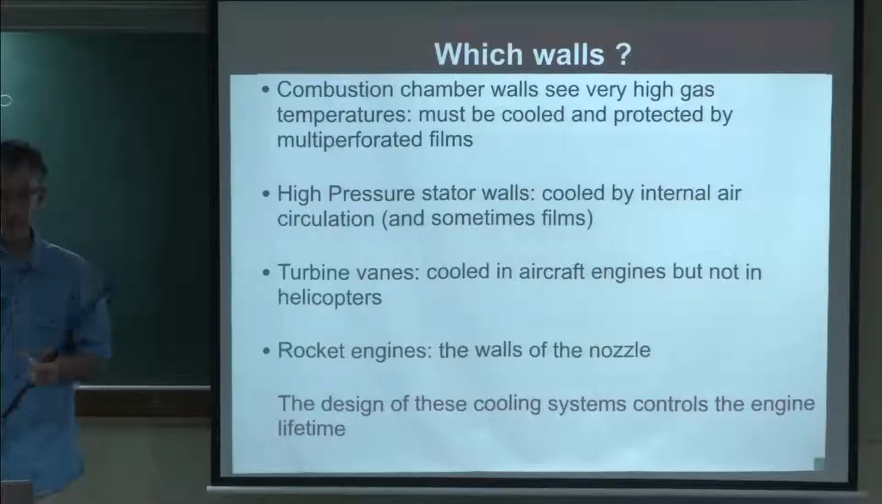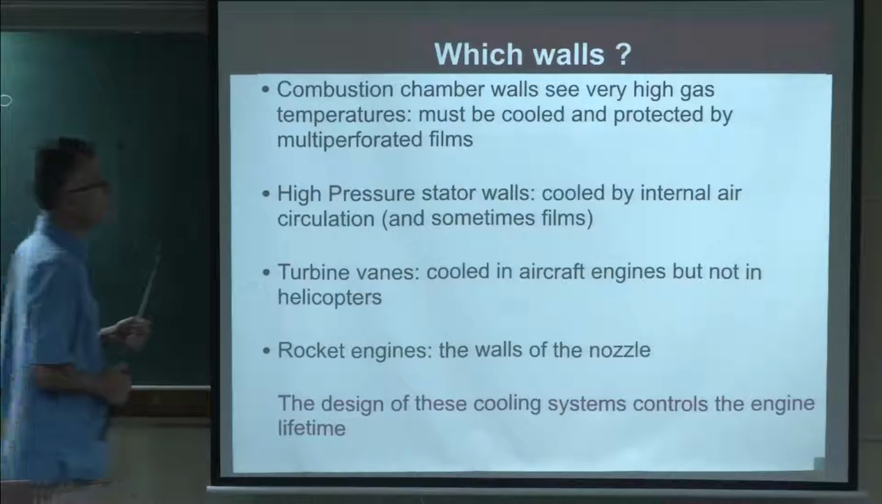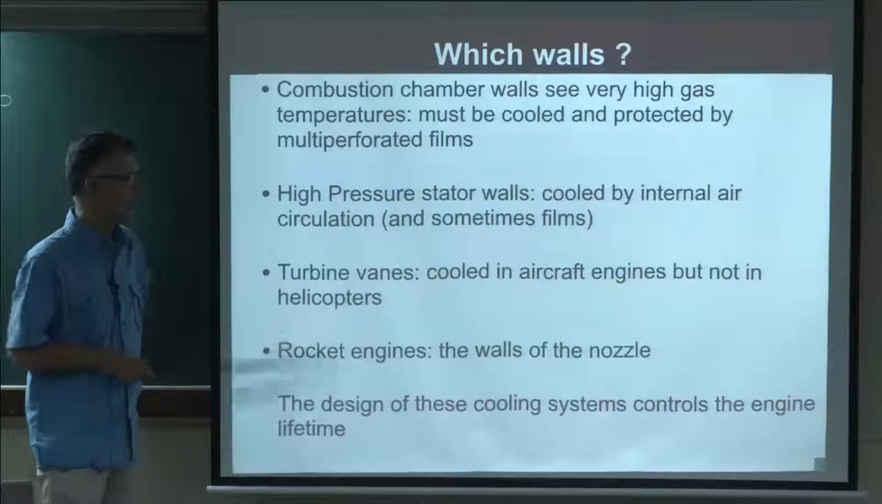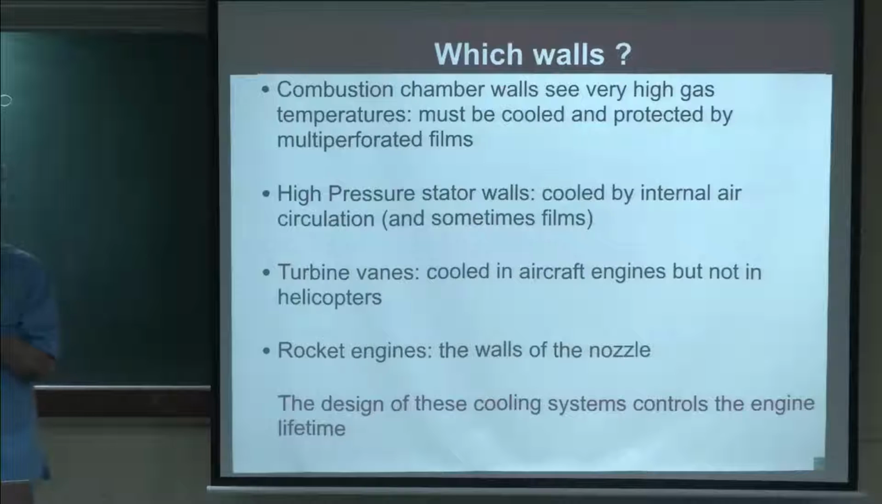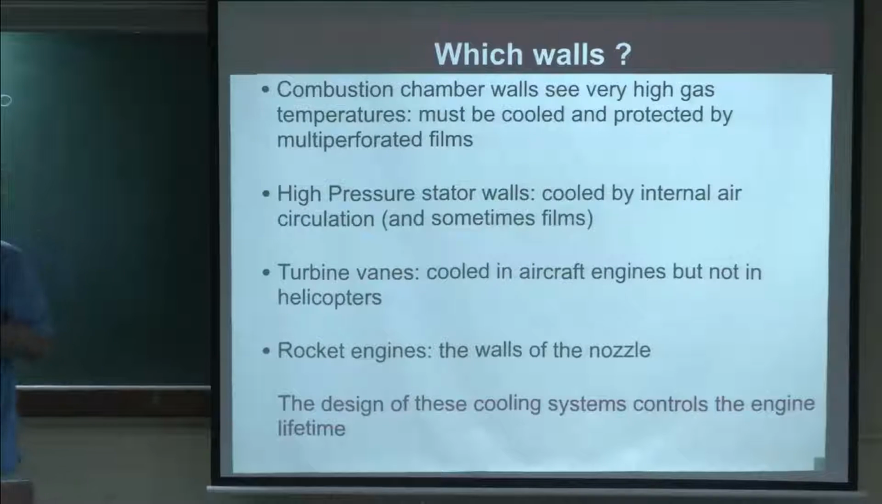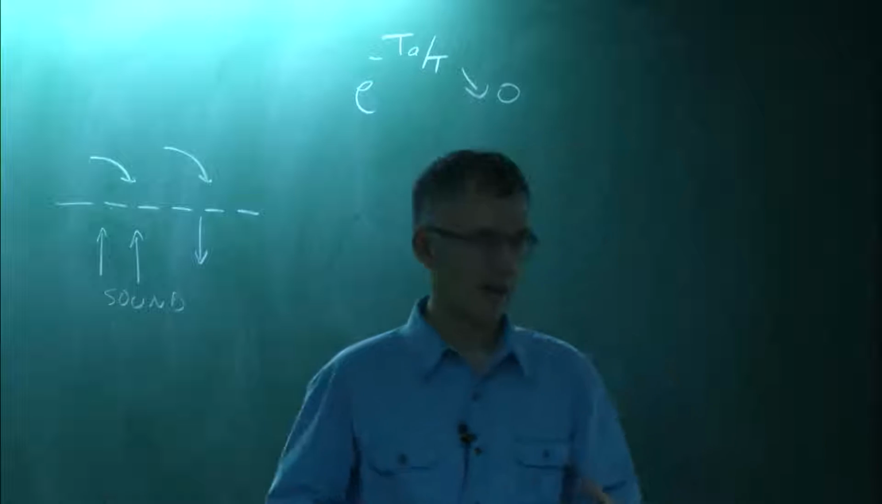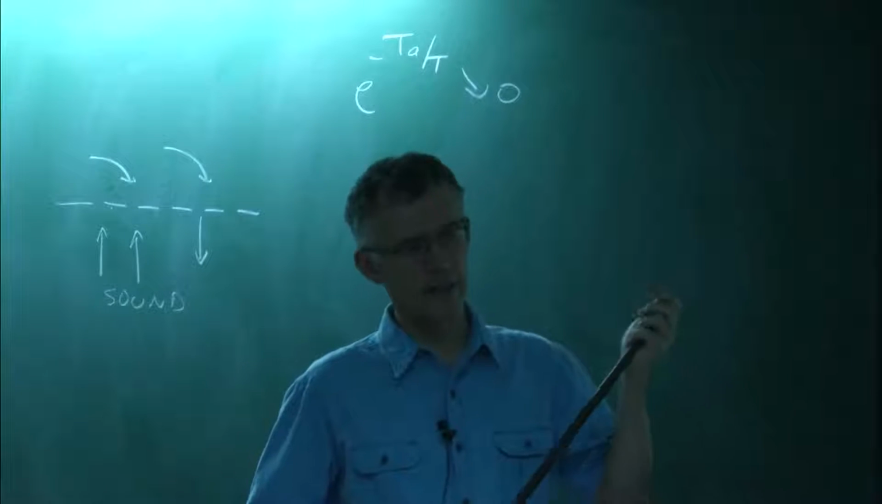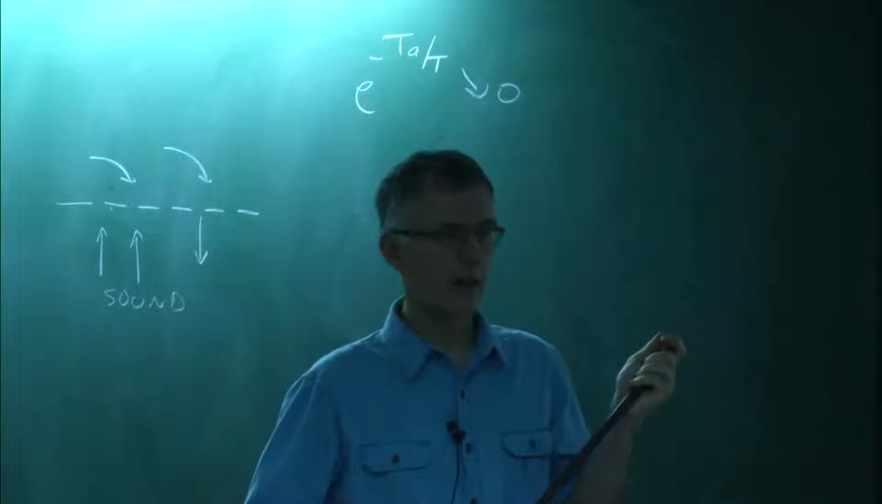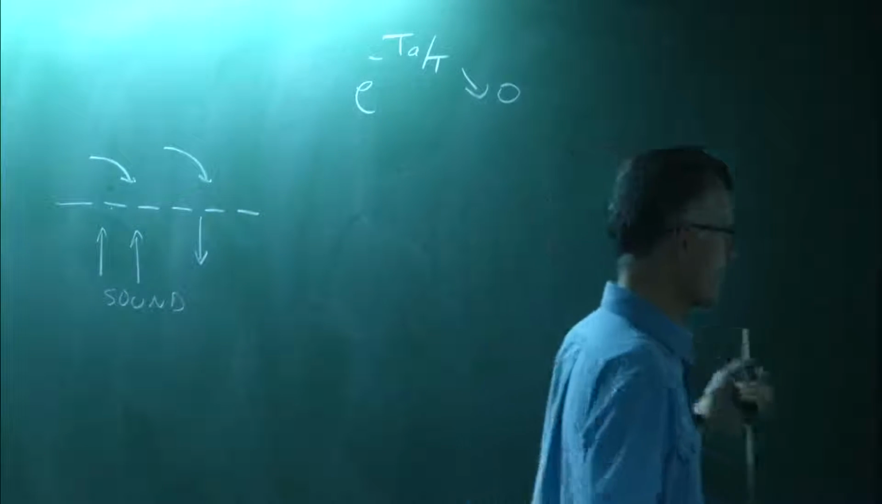For other walls, every time you add a cooling system, of course, you have to pay for it. You need the air, you need the structure. So you try to avoid having to cool them. For example, for turbine blades in a helicopter engine, it's so small that you try to avoid cooling systems. In an aircraft engine, you need to cool them. In rocket engines, you have a different problem. You have the nozzle behind the engine, and this nozzle also easily suffers from the very high temperatures here, and you get holes there too. So that's also a dangerous problem here.